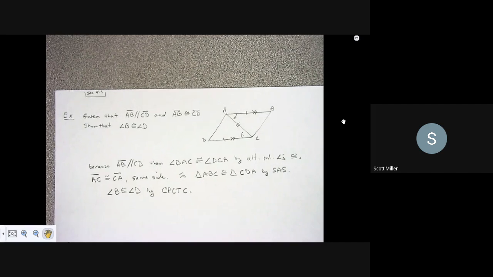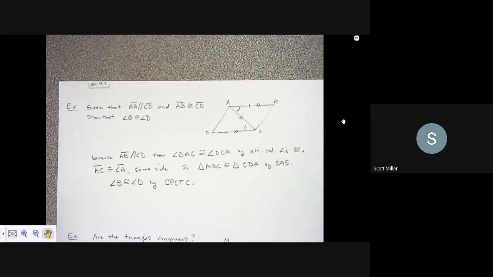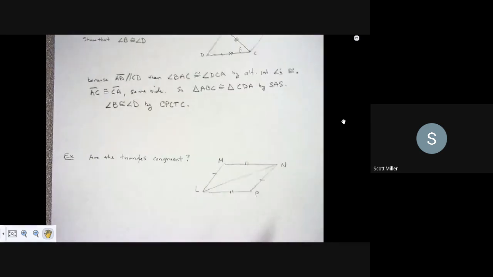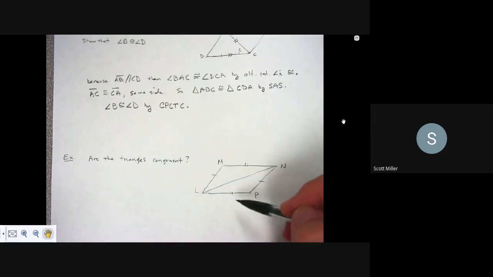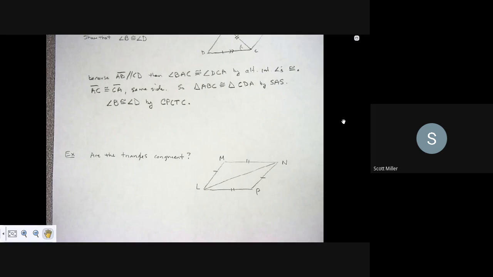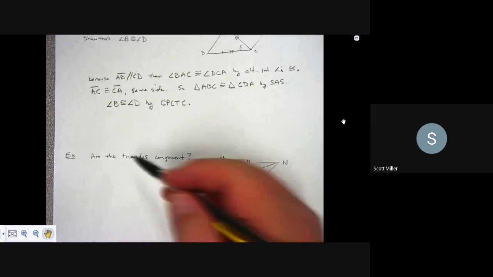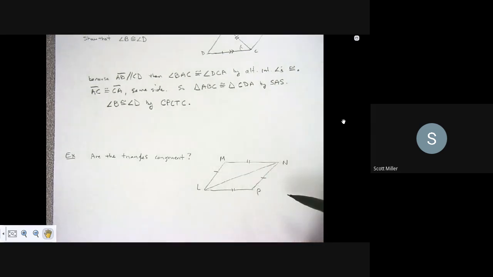Another thing you're going to be asked to do, and it's all part of the same thing, is this question right here. You need to be able to look at stuff, see the information that is given to you, and determine if triangles are going to be congruent or not. You may or may not need to prove it, but you should always explain why. Why is very important here. Are these triangles going to be congruent?